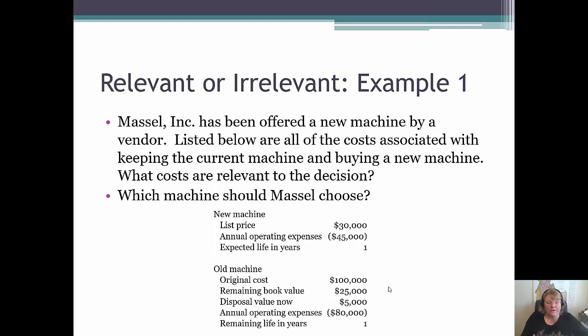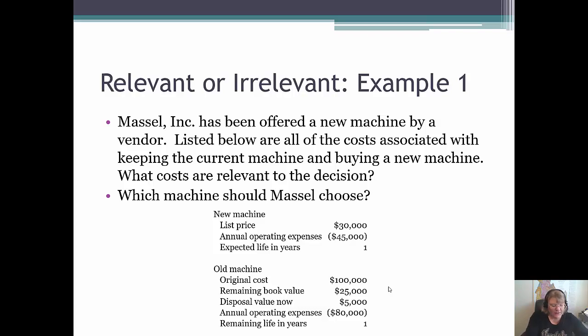And you think, wow, that's a lot of money to spend on something that's 1 year. But in business, it may not be. It might be a tool that your employees use that only has a 1 year life, and you have to have it. Now looking at the old machine, the old one cost $100,000, and the remaining book value is $25,000. Disposal value now is $5,000. The annual operating expenses are $80,000, which is a lot, and the remaining life in years is 1 year. So at the end of 1 year, you will have to do something else. So should you buy the new machine now or keep the old machine?